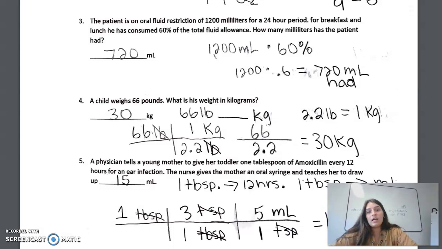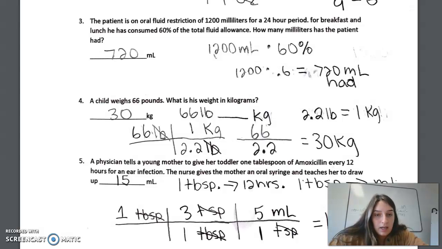Number 4, a child weighs 66 pounds. What is his weight in kilograms? So I stated my 66 pounds. Then I had to cancel out pounds, so I used 2.2 pounds is equal to 1 kilogram. So then my pounds canceled out.